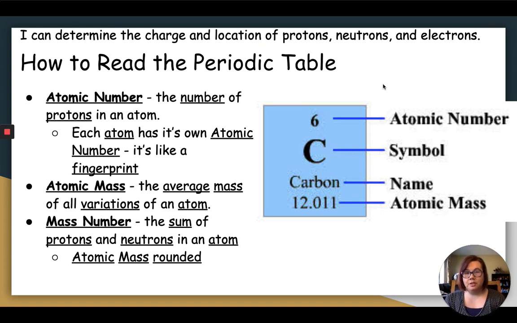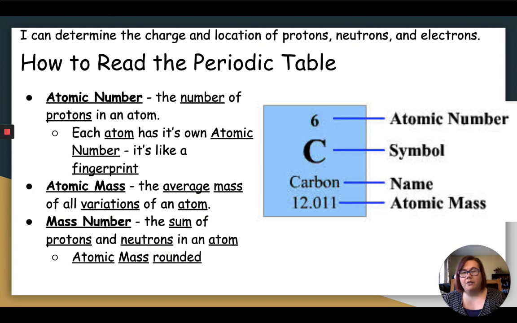Each atom, so each element, has its own atomic number, a different number for each of them. So it's kind of like a fingerprint. That number is what defines which element it is. So any atom that happens to have 6 protons is a carbon atom. Any atom that has 7 protons is a nitrogen atom. Okay, it defines what that element is.